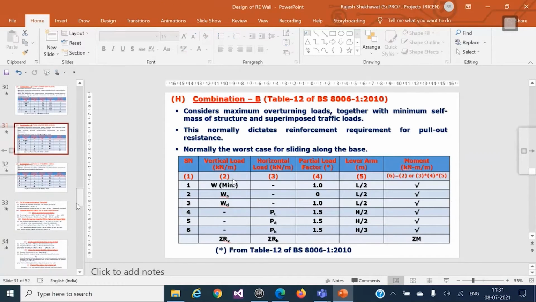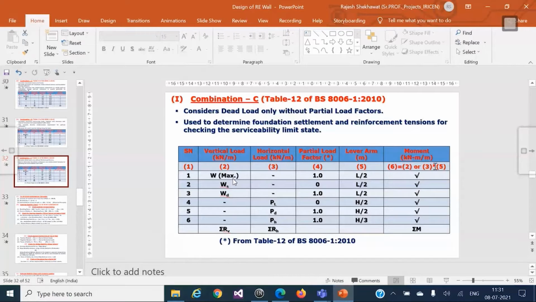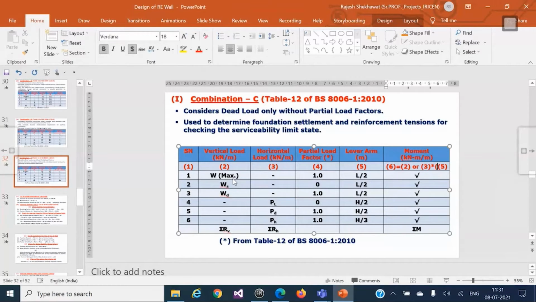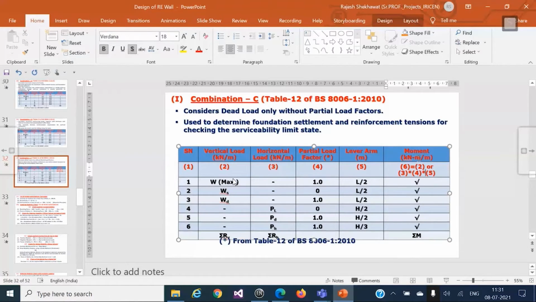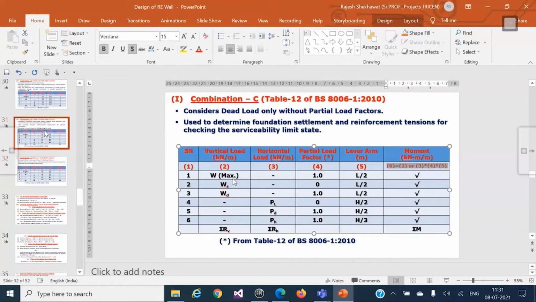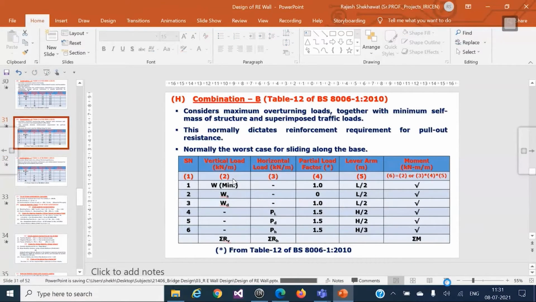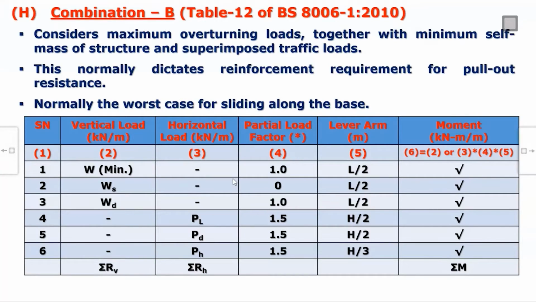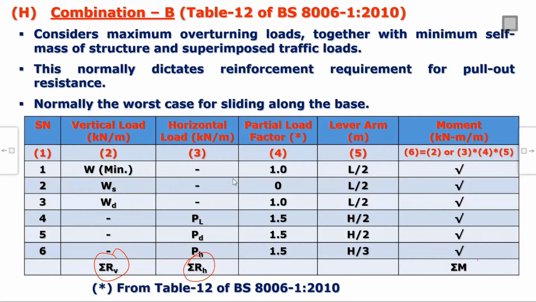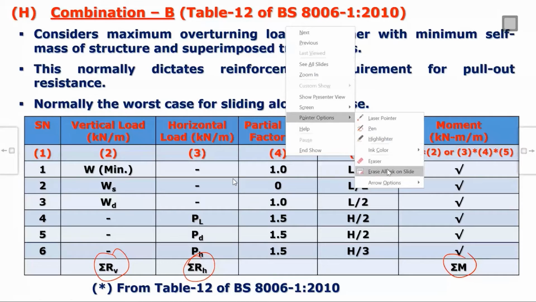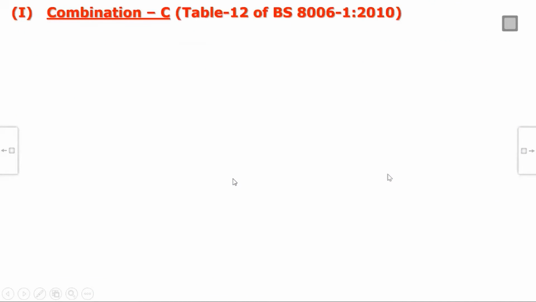Next one also same thing will be there. So this was for combination B. Again you will calculate all this sigma R, sigma V and sigma M. And then there is a combination C also, which is given in BS 8006.